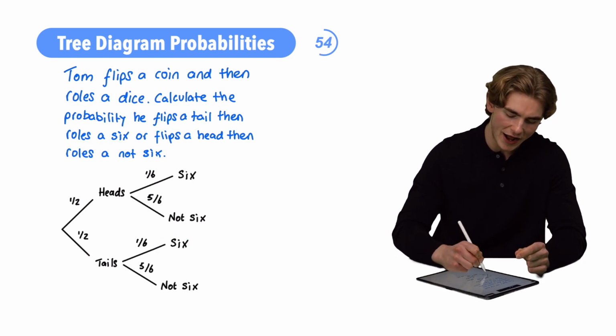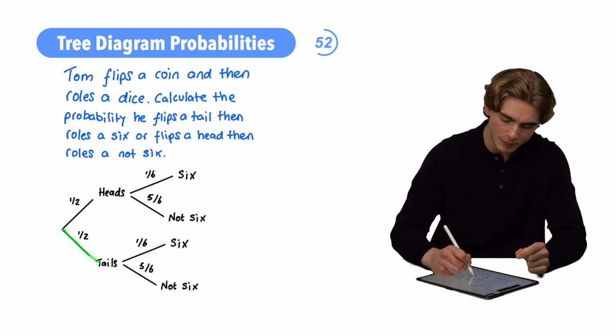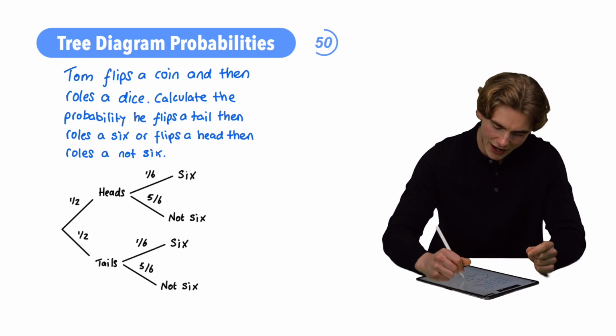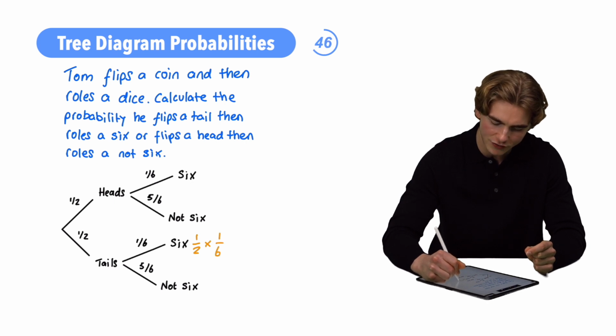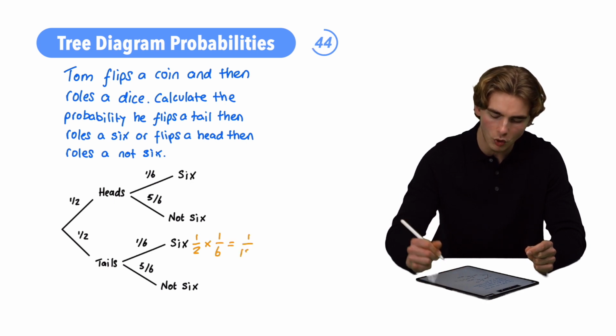We can work down our tree diagram. We have a half times a sixth. So let's write that in. We're going to have 1 over 2 times 1 over 6, multiplying our top by our top and our bottom by our bottom. We're going to get 1 over 12.